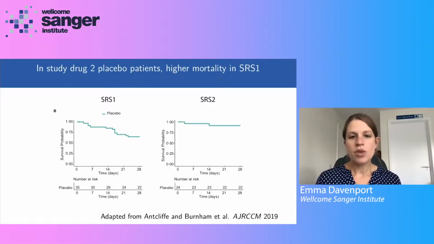And this cohort in particular is slightly different to the GAINS cohort in that it involved all-cause sepsis. So again, we're expanding our cohort in which SRS groups are being able to be identified.